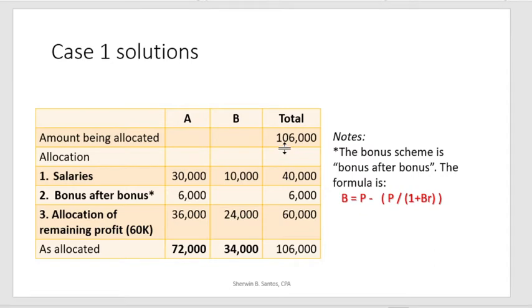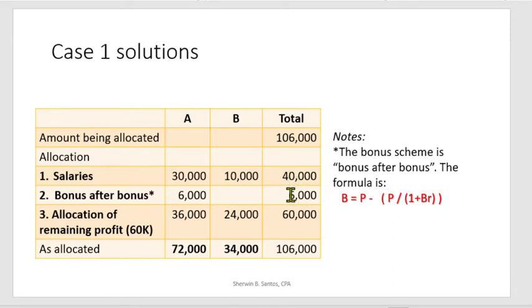So, ang profit mo ay 106,000 minus the salaries, 40,000. So, ang iyong profit after salaries but before the deduction of the bonus is 66,000. 106 minus 40, 66,000 yung P mo dyan. So, when you substitute P na 66,000, you will get the bonus na 6,000. Since we compare and we identify kung magkano ang naging bonus on the transaction. So, ang bonus mo dyan ay 6,000.